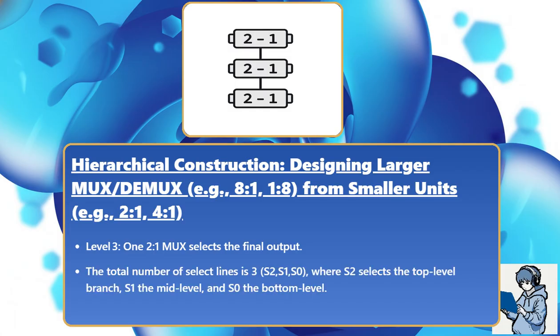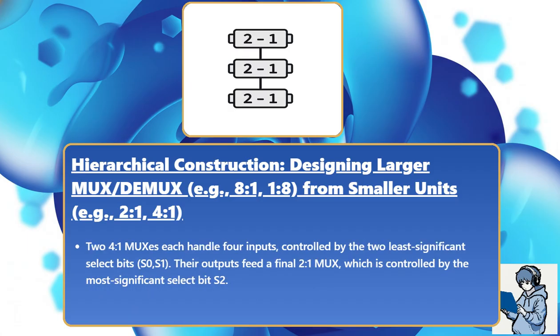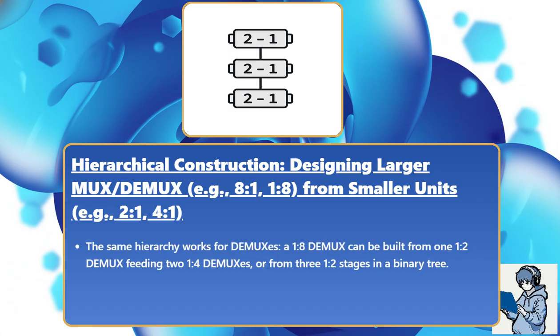The total number of select lines is 3, where S2 selects the top-level branch, S1 the mid-level, and S0 the bottom level. Method 2, 4-to-1 plus 2-to-1. Two 4-to-1 MUXs each handle 4 inputs, controlled by the 2 least significant select bits, S0 and S1. Their outputs feed a final 2-to-1 MUX, which is controlled by the most significant select bit S2. The same hierarchy works for DEMUX.